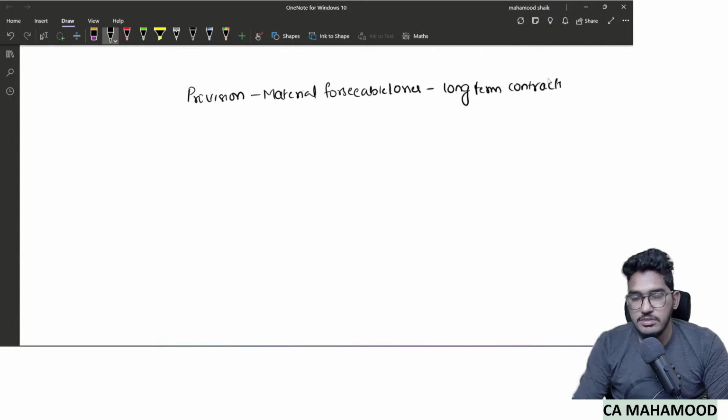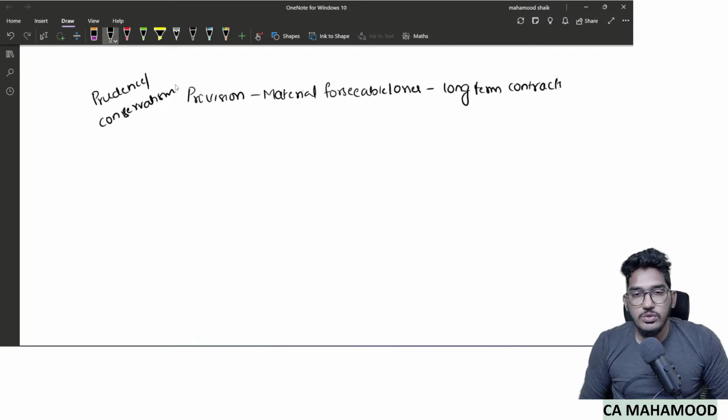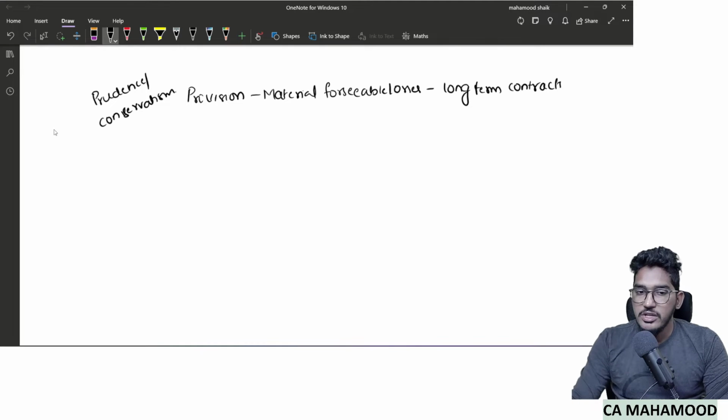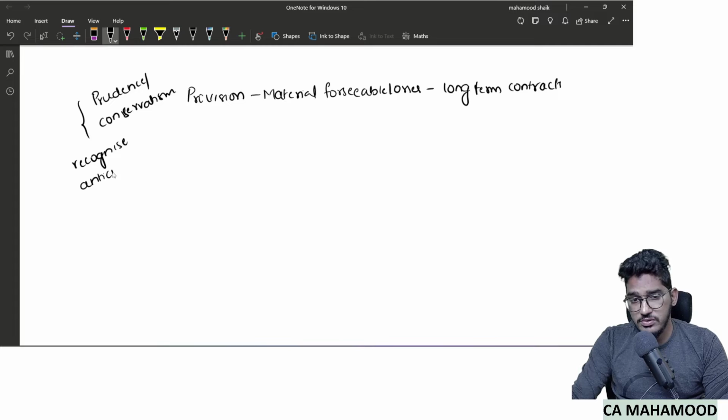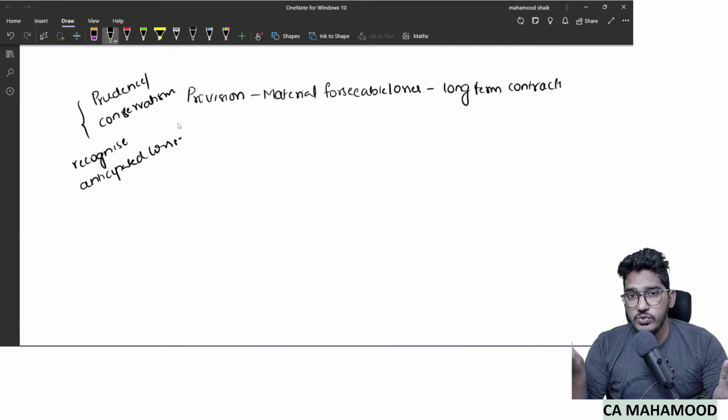Now, if I have to put it in simple sense, this point is related to the concept of conservatism or prudence. I hope we all are aware of this concept. It is one of the generally accepted accounting principles. What does it say? Recognize anticipated losses, don't recognize anticipated gains. If you are expecting a profit in the future, don't recognize it till that profit has actually occurred. If you expect a loss to happen, don't wait till that loss happens, recognize it immediately.